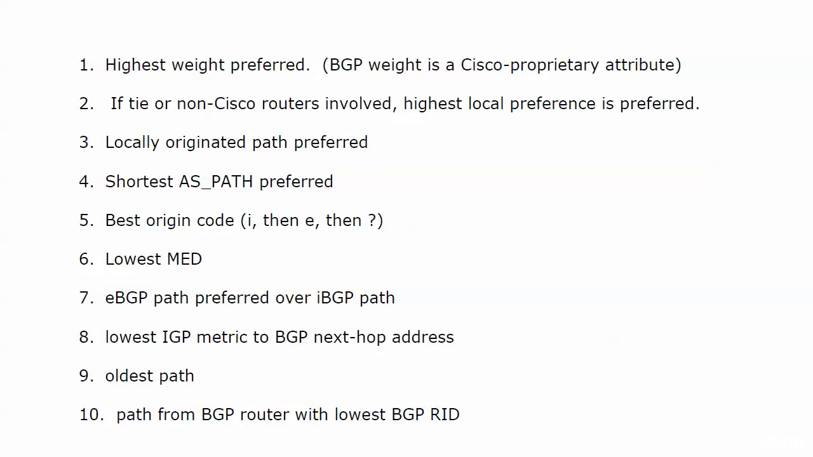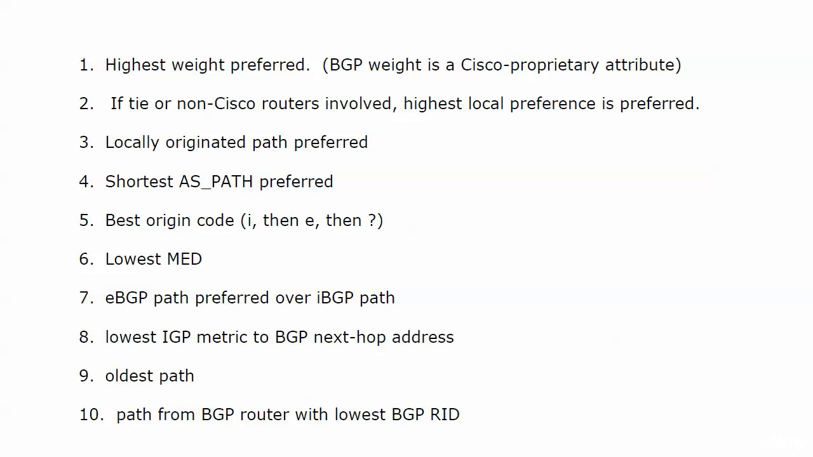If that's a tie, then the locally originated path is preferred. If that's a tie, then the shortest AS path is preferred. I'm not going to keep saying that's a tie, but I will say next up in the tie-breaking process is the best origin code. And by best, we mean I, then E, then question mark. The next one is the lowest MED, the multi-exit discriminator. And I know we haven't gotten to that yet, but we will. The 7th step is an eBGP path will be preferred over an iBGP path. Then the lowest IGP metric to the BGP next hop address.